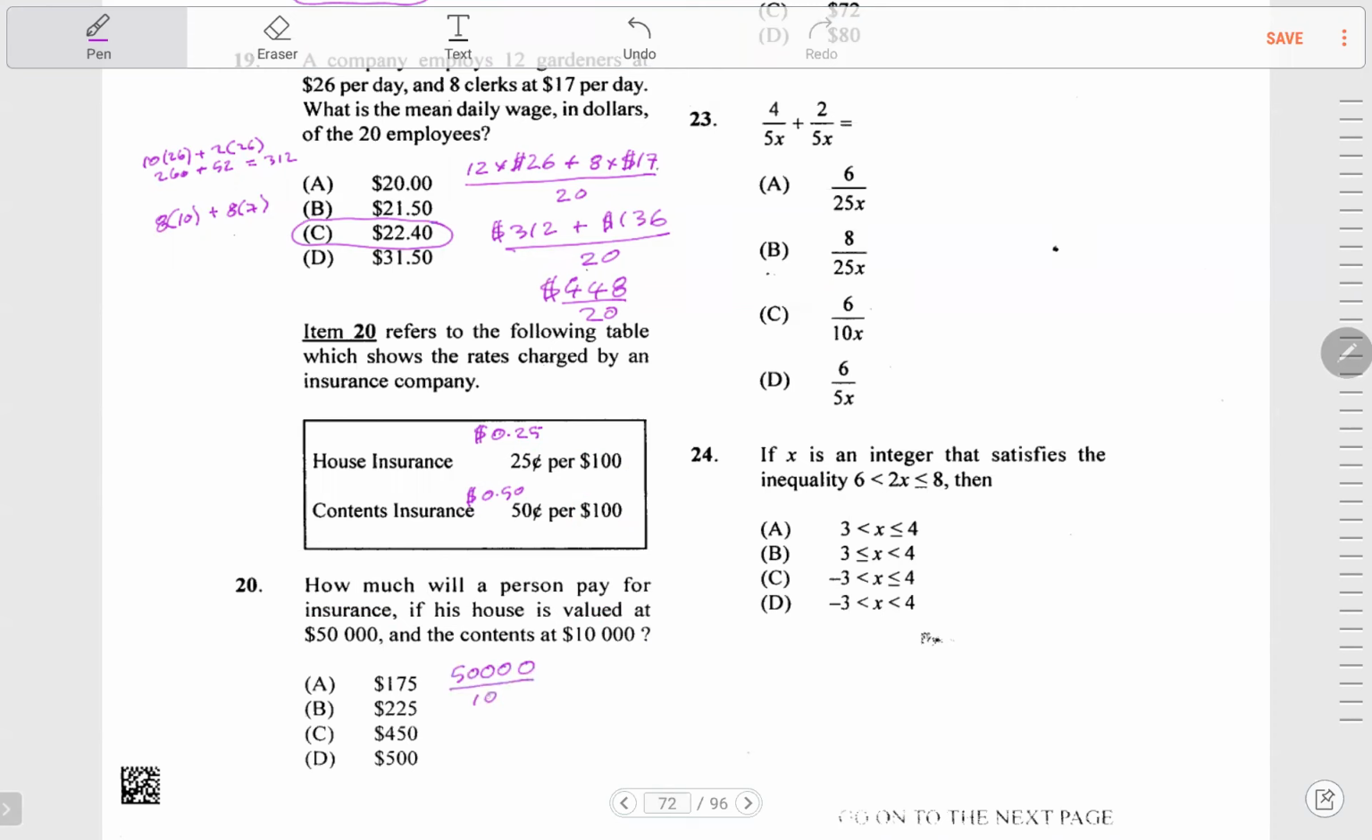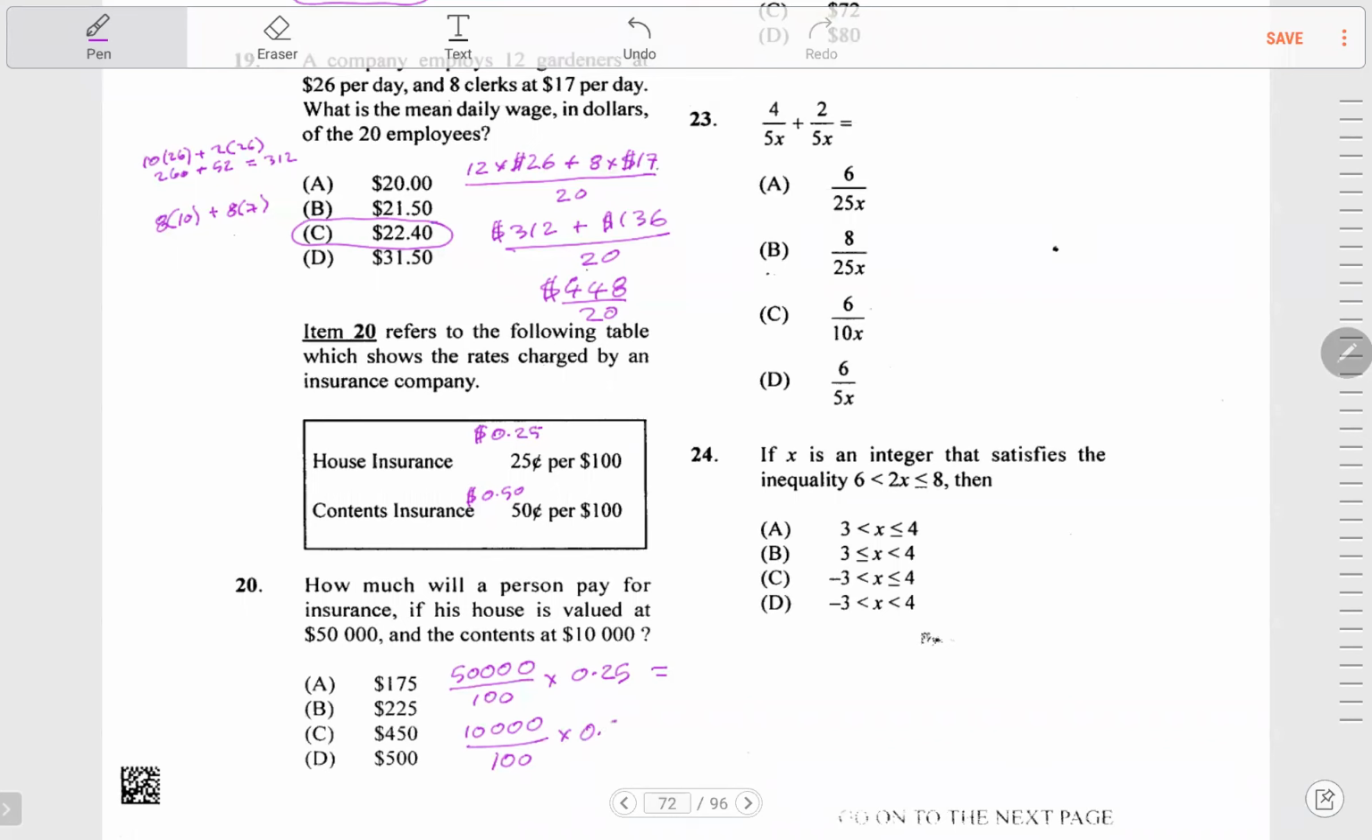divided by 100. That's how many times you have 50,000. And for each one is 0.25. Plus, we're going to work that out and then add it. And then plus 10,000 divided by 100. I want to know how many 100s in it. And for each of them, you're paying 50 cents, which is $0.5.